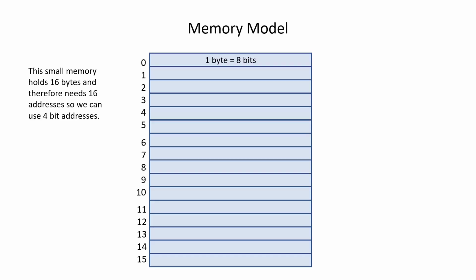All right, here we go. I put together a picture of some memory. What I have here are just a bunch of slots where I can write down a number. This particular memory model has 16 different slots, numbered 0 through 15, and each one of these holds 1 byte, or 8 bits.